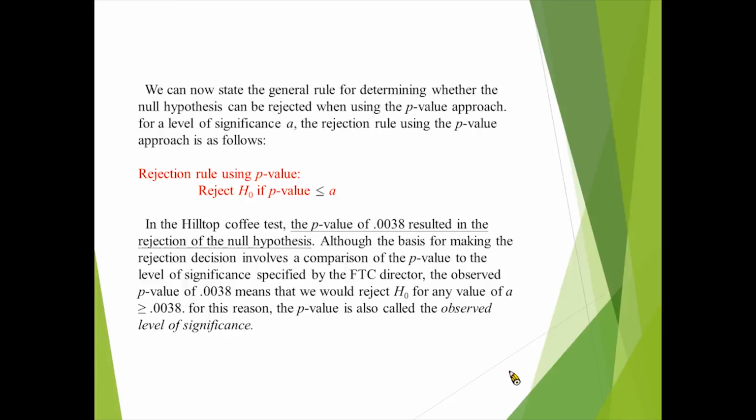So let's go to the next slide. Now we can state a general rule for determining whether the null hypothesis can be rejected when using the p-value approach. The rejection rule using the p-value: reject H0 if the p-value is less than or equal to this, which we call alpha. So this test p-value of 0.0038 results in the rejection of the null hypothesis. So the H0 we reject.